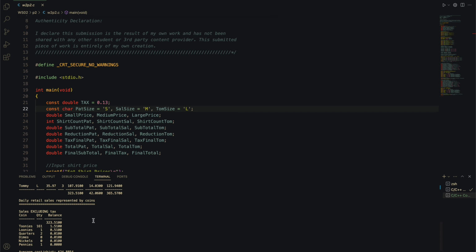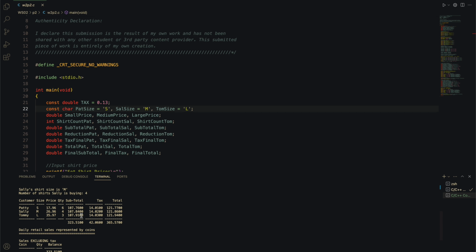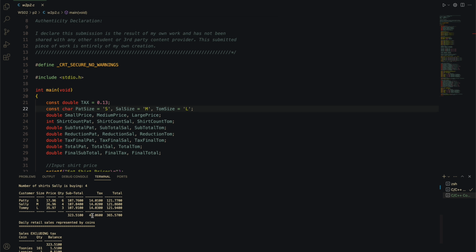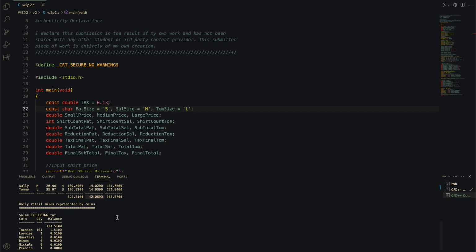Okay, now we have 3 tables that are showing over here. There's a table where we have in this column the customer, in this column the size they want, the price of that shirt, the quantities that they want. Subtotal is the price before tax, obviously, and then total. Make sense? Yes. So right here adds and gets the sum of the subtotal, the sum of the 3 people's taxes and total.